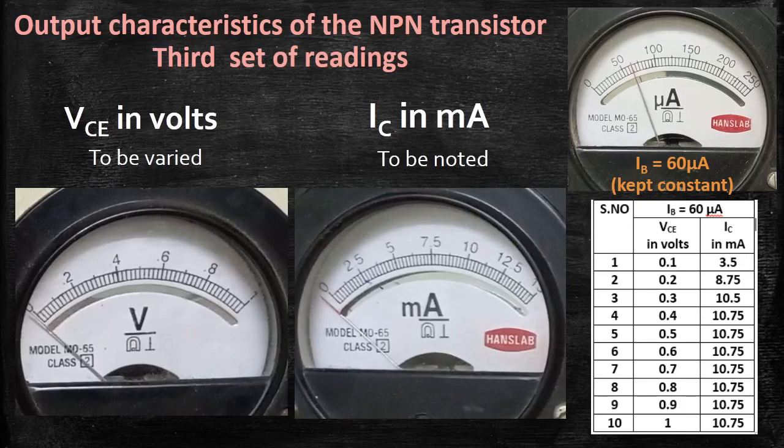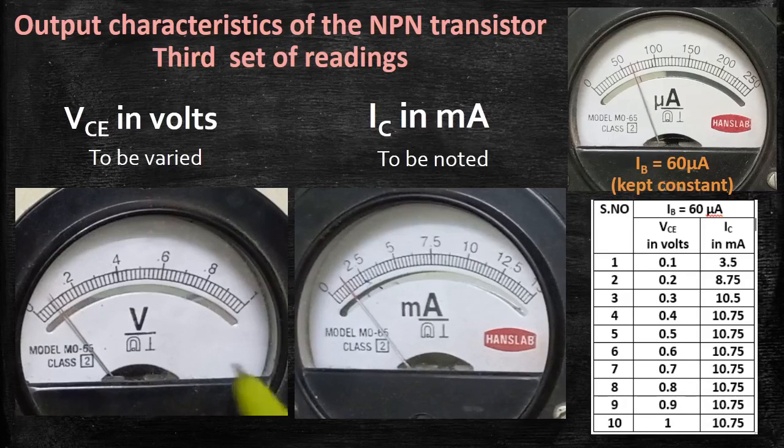Now I am going to take the third set of reading. Now the IB is kept at 60 microampere, that should be kept constant throughout the experiment. Now I am going to vary the value of VCE. Now VCE is going to be kept at 0.1 volt. Very patiently you have to vary that.